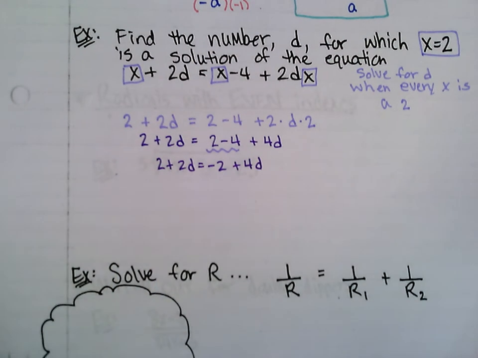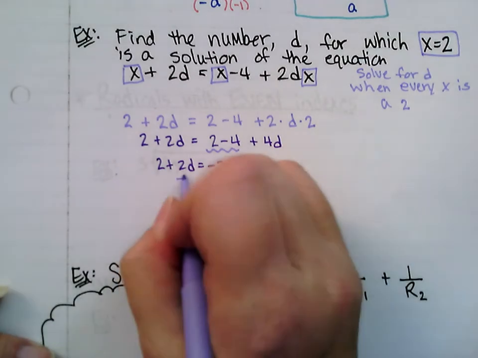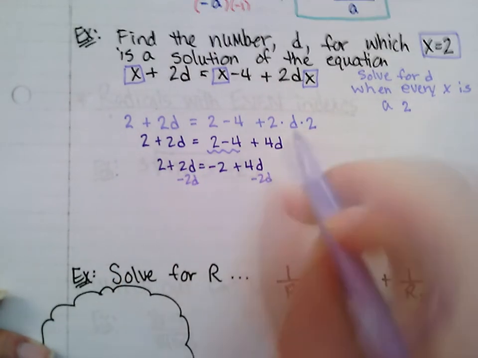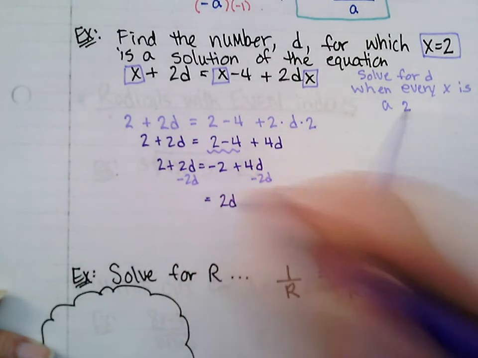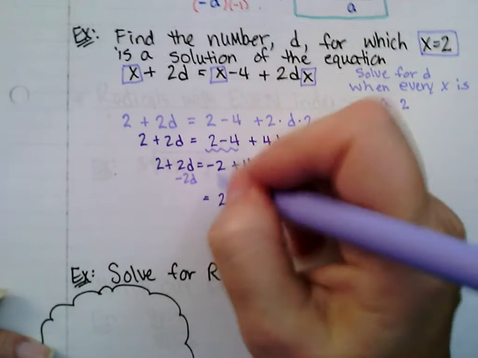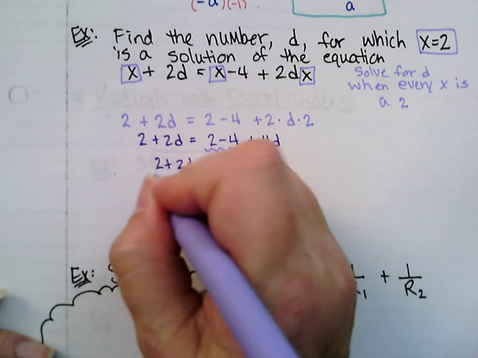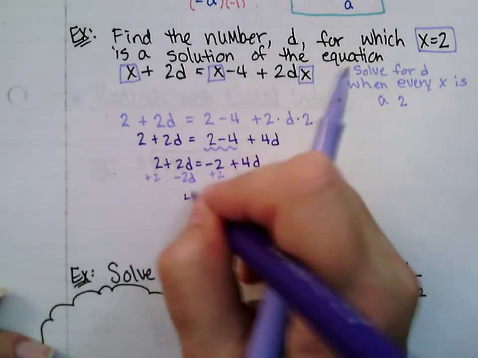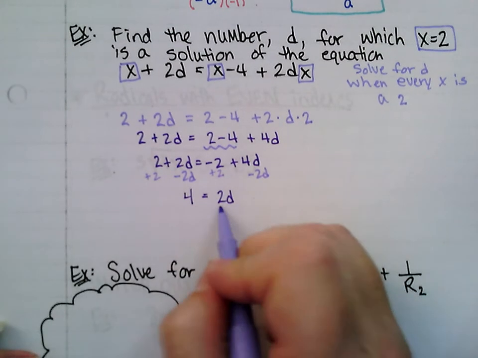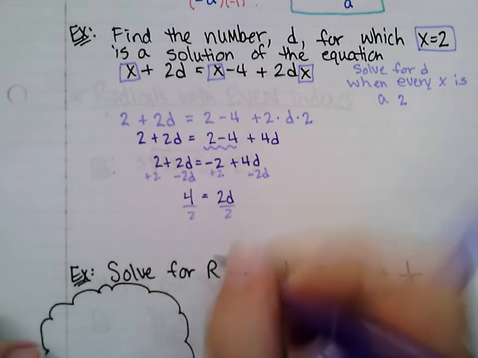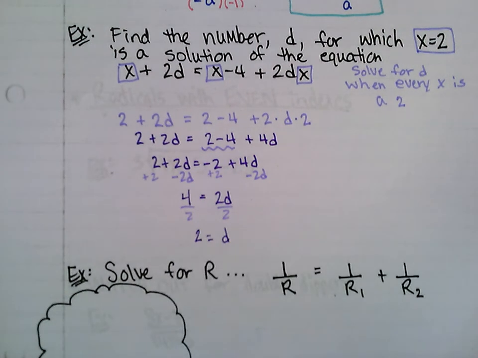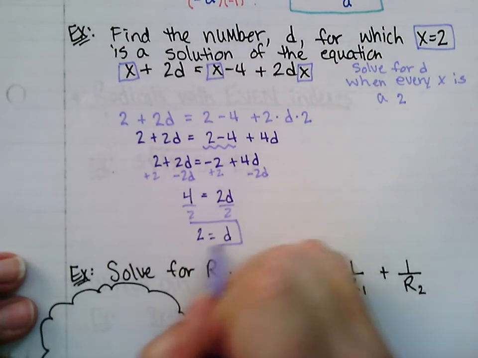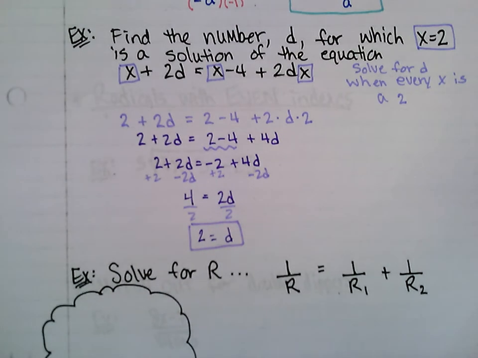And then again, player's choice about which direction to go. I'm going to go ahead and subtract 2d over to that side, which is going to leave me 2d on the right. And that means I am adding 2 over to this side. So I get 4. Then, of course, divide both sides by 2. And I get d equals 2. Now, this one didn't have any domain restrictions. So we have indeed found the number d for which x equals 2.